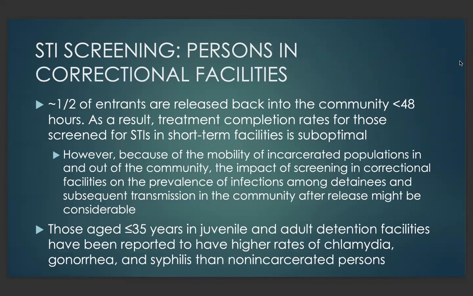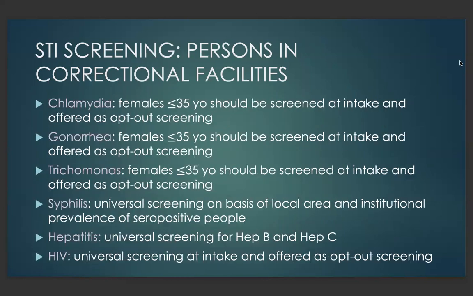For those in correctional facilities, approximately 50% of individuals are released back into the community within 48 hours, so there is a lot of mobility. However, those under the age of 35 who are in juvenile and adult detention facilities have been reported to have higher rates of chlamydia, gonorrhea, and syphilis than non-incarcerated persons. Because of this, it is recommended that they undergo gonorrhea, chlamydia, trichomonas, syphilis, hepatitis, and HIV screening.